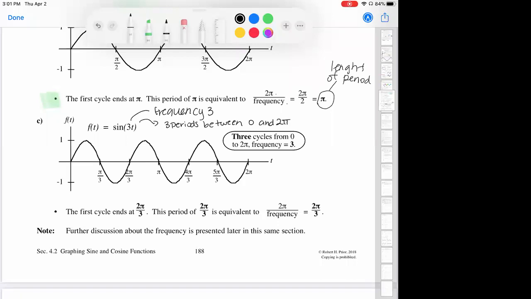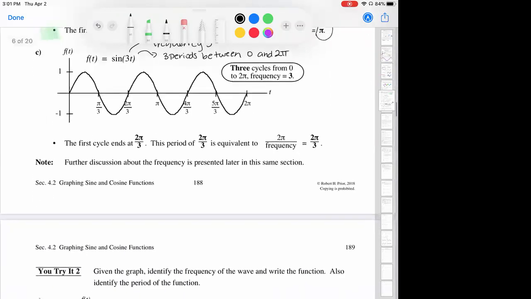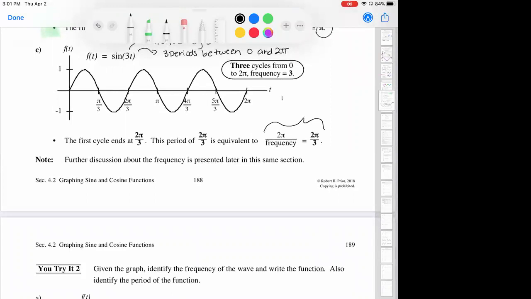Right? So what if we want to know the length of one period? What if we want the length of one period? Then I have to use my formula, 2 pi divided by the frequency. We have this here. So one period will have a measurement of 2 pi over 3. And we see that in the picture above, right? We start at 0, and it ends at 2 pi over 3. That's one period.